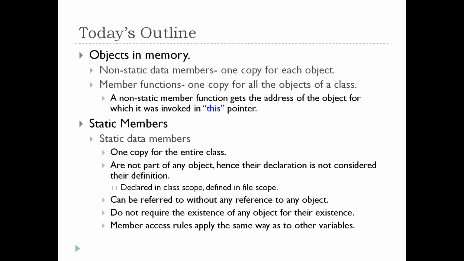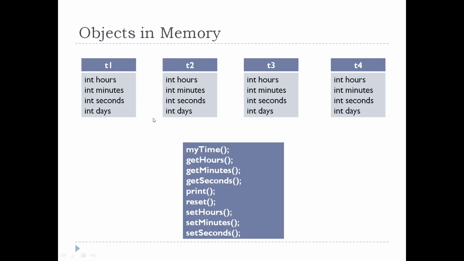So for the non-static data members, and you will know why we call them non-static data members, their copy is maintained per object. For each object there is one copy of the non-static data members. For example, my time class has 4 data members: int hours, int minutes, int seconds, and int days. So for each my time object, we'll have a separate copy of each of these data members.